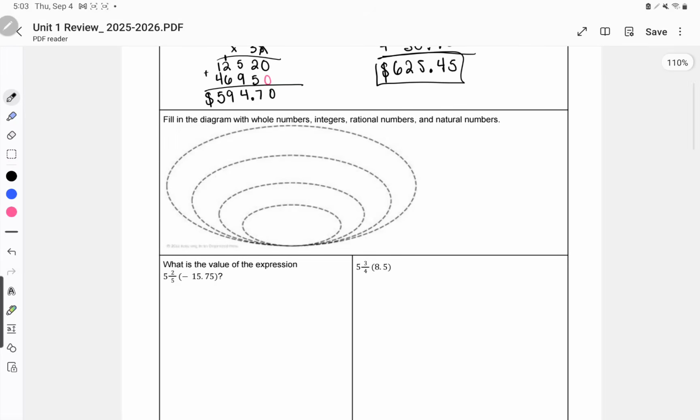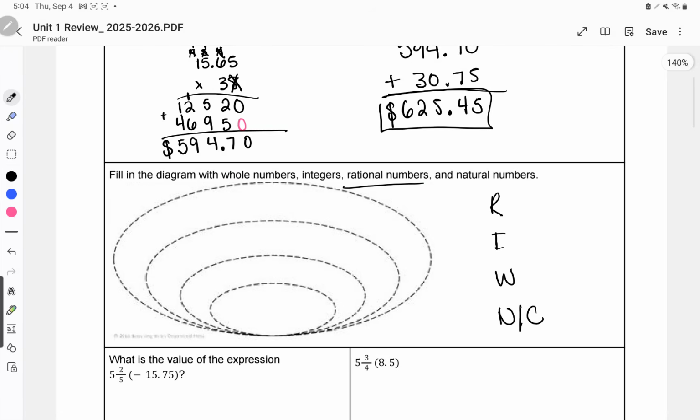The next one says fill in the diagram with whole numbers, integers, rational numbers, and natural numbers. So we just need to put these in order. Remember, we have rats in Walmart, naturally count. So the R stands for rational numbers. That's what goes first.